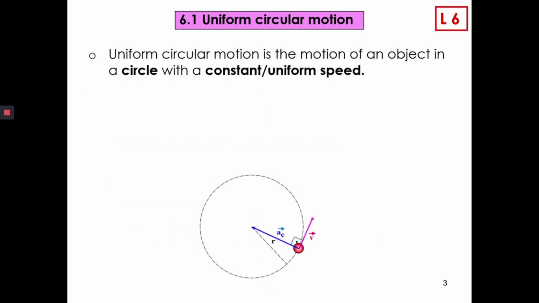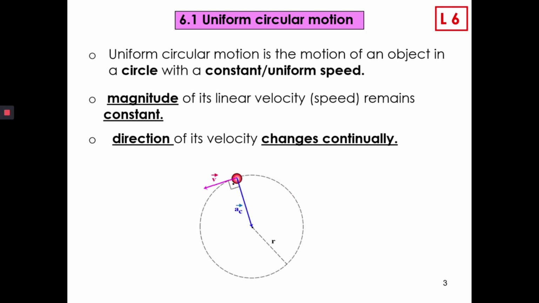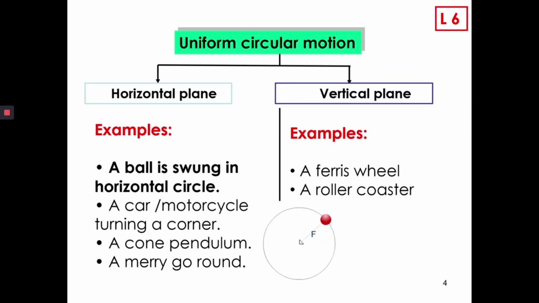Okay, uniform circular motion is when an object moves in a circle with constant uniform speed. The magnitude of its linear velocity remains the same, which means the speed remains the same, but the direction of the velocity changes continually as it moves in a circle.